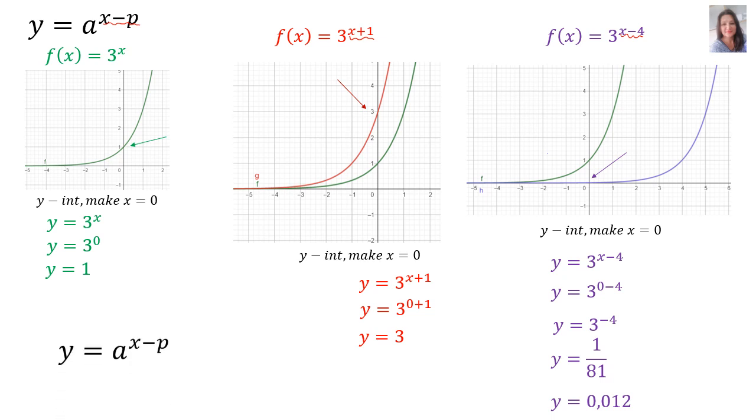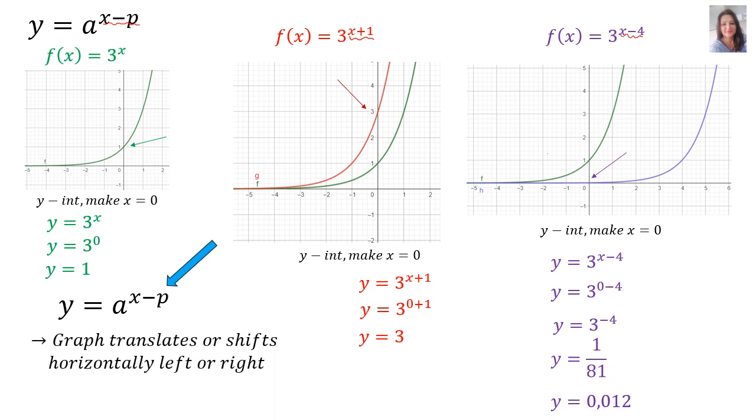So it's very clear that when you have y is a to the x minus p, the influence of that number there on the exponent is that the graph translates or shifts horizontally left or right. And the x-axis is still the horizontal asymptote. And it's very clear that that minus p here on the exponent has an influence on the y-intercept.